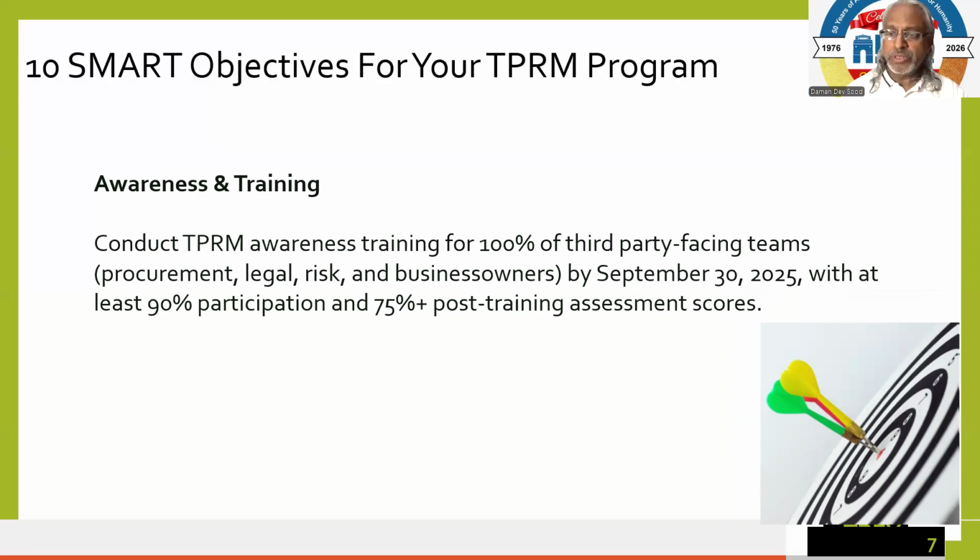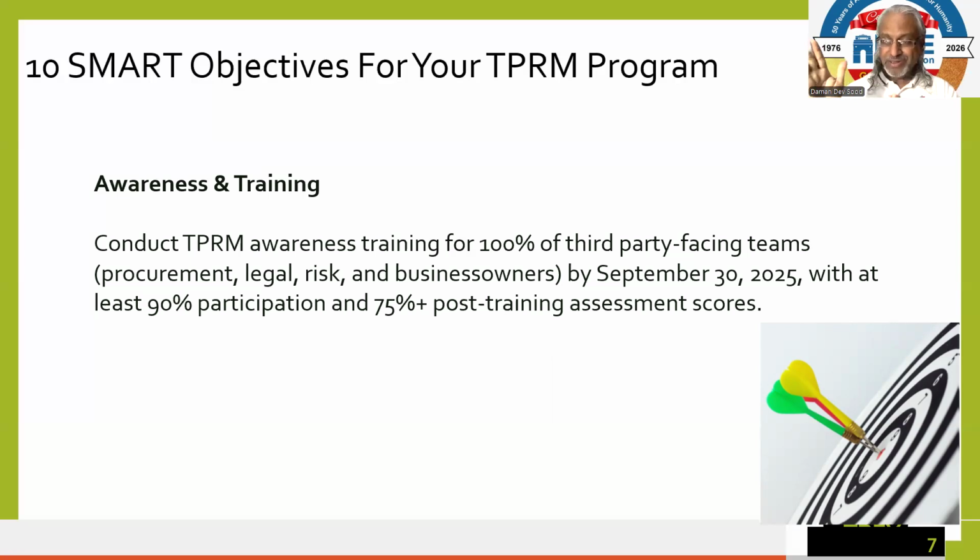Awareness and training is important, so I would like to keep one objective around this also. Conduct TPRM awareness training for 100% of critical third-party facing teams. Who faces third parties? For example, the departments like procurement, legal, risk, and business owners. And a date has been given, September 30 of this year, with at least 90% participation.